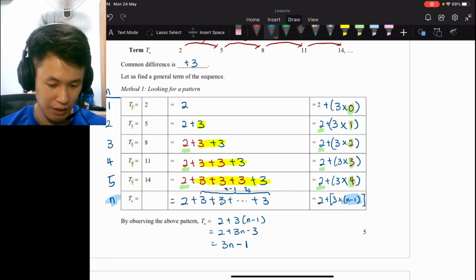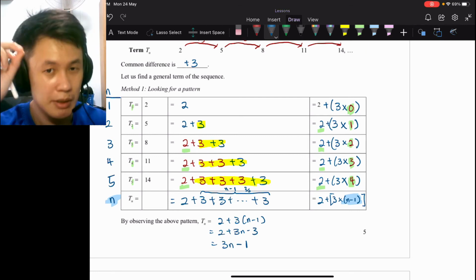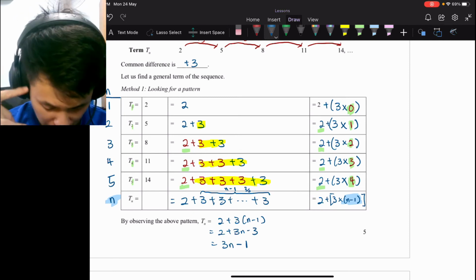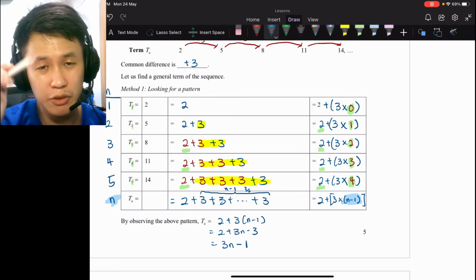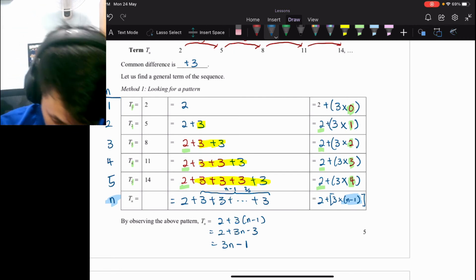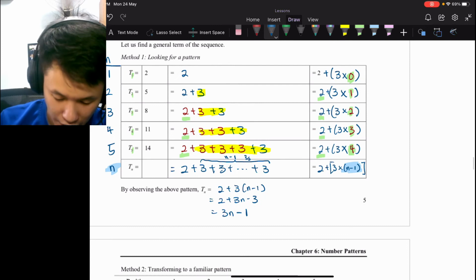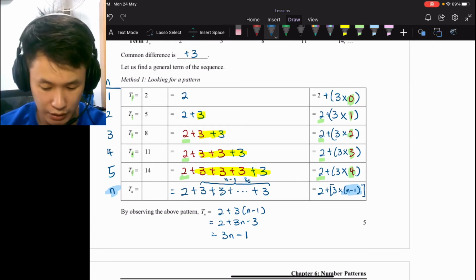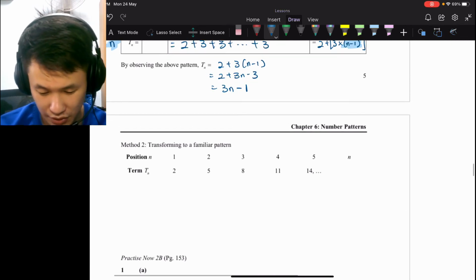This method is a little bit hard, a little bit tough for you to understand. I need you to watch this video a few times, write down things that you may not understand, use a pencil, and then I can clarify it. So method 1 is to look for a pattern, which is quite tedious. Now method 2 is slightly different.